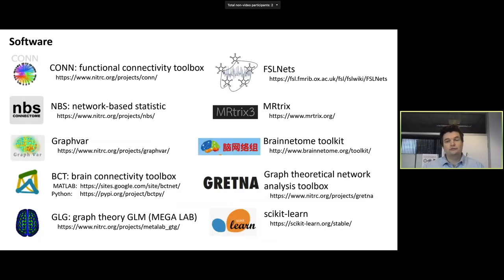So to wrap up, here's some software that you might want to consider using if you're performing connectome statistics. The BCT is perhaps the most relevant. There's both a MATLAB and a Python version of the BCT, and I've provided the websites for both those versions. And once again, this is not an exhaustive list of software for performing connectome statistics.